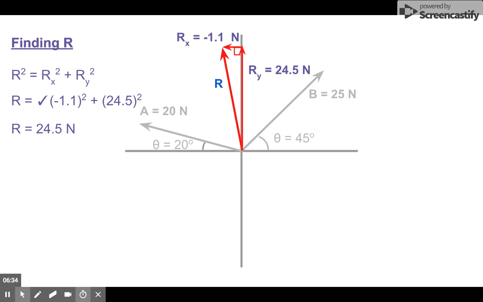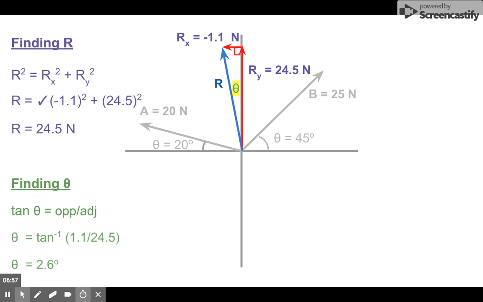All right, and then finally on to the last step. We want to know the angle at which this vector is acting. In other words, we want to know this new theta here that I've labeled. In this case, I'm going to use the function tangent. Tangent is equal to opposite over adjacent. So the tangent of that angle should equal 1.1 divided by 24.5. Solving this equation gives me a theta equal to 2.6 degrees.